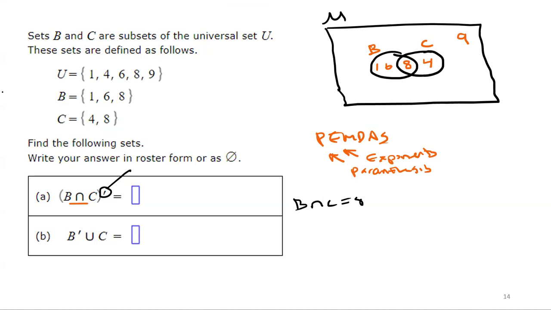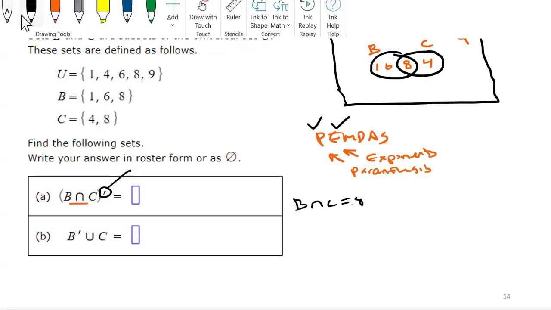So we focused on what's inside the parentheses, checked. Now we need to focus on the exponent, which is the prime. What does that mean, prime? Well, prime means I don't want 8. I don't want everything outside of 8. I mean everything outside of it. So what would that be? What else? We're missing another one. Exactly. So B intersection C is 8, checked. Prime means I want everything outside of 8.